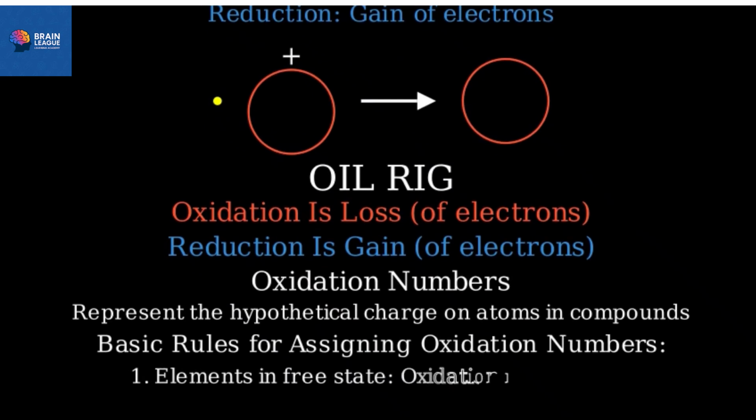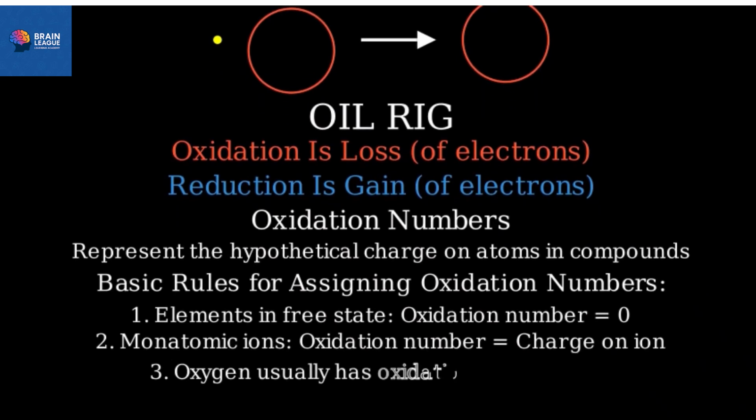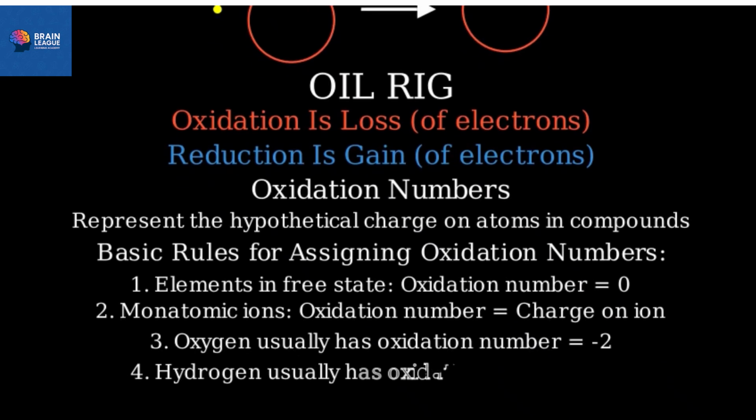Elements in their free state have an oxidation number of 0. For monatomic ions, the oxidation number equals the charge on the ion. Oxygen usually has an oxidation number of -2. Hydrogen usually has an oxidation number of +1.